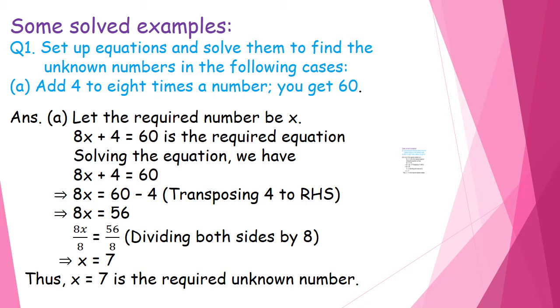Now we are using the method of transposition. We are bringing 4 to the other side of the equation sign. After changing sign, it was plus 4, now it has become minus 4. So 8x is equal to 60 minus 4, 8x is equal to 56. Now we are dividing both sides of the equation by 8 because 8 is multiplied with x. So 8x by 8 is equal to 56 by 8. So x is equal to 7. So x is equal to 7 is the required unknown number.